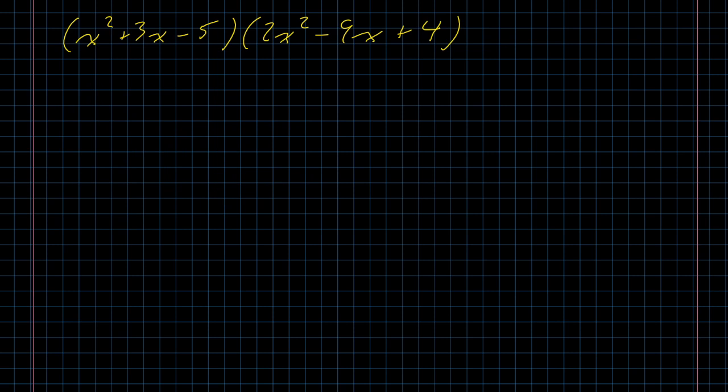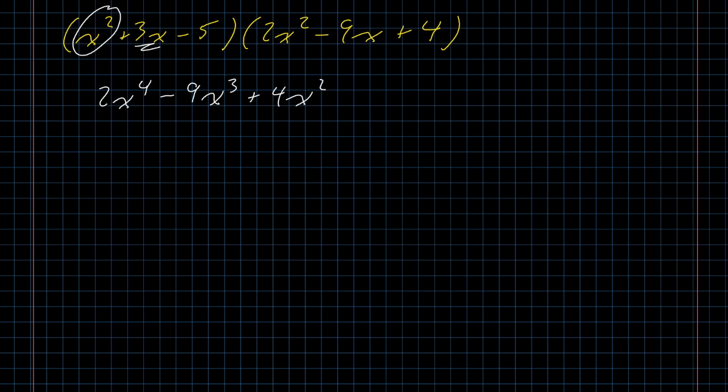So what I'm going to do is in the first polynomial, I'm going to work term by term. Let's make that circle a little bit smaller so my plus sign doesn't get lost. But I'm going to take x squared and distribute. X squared times 2x squared is 2x to the fourth. X squared times minus 9x is minus 9x cubed. And x squared times 4 is 4x squared.